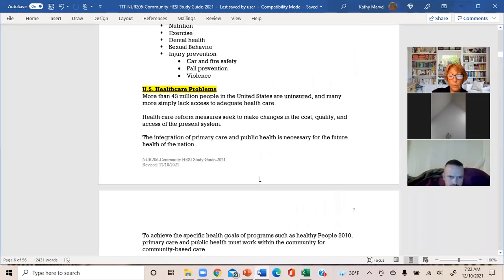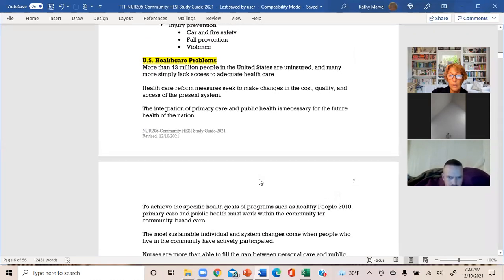And then at the end of this section, there's a couple of statistics about US healthcare populations. Talks about the uninsured.